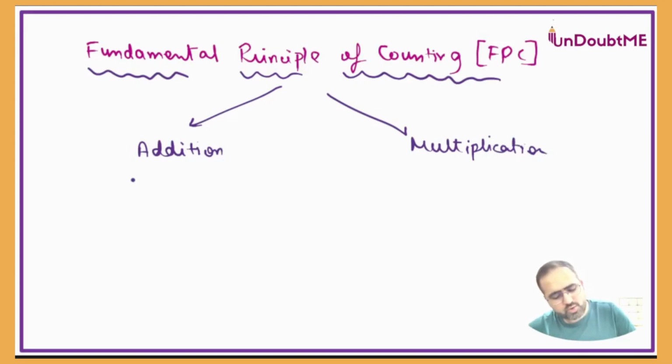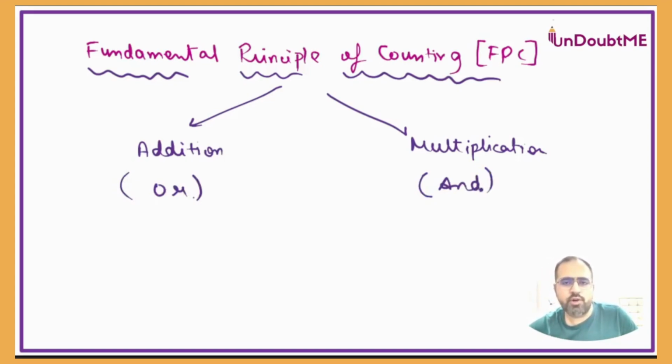Okay. Addition rule is also called the OR rule. Multiplication is also called the AND rule. This OR and AND are very important because based on this only, in a question we will decide whether we have to add or we have to multiply. Okay. To understand that better, we will take one example.